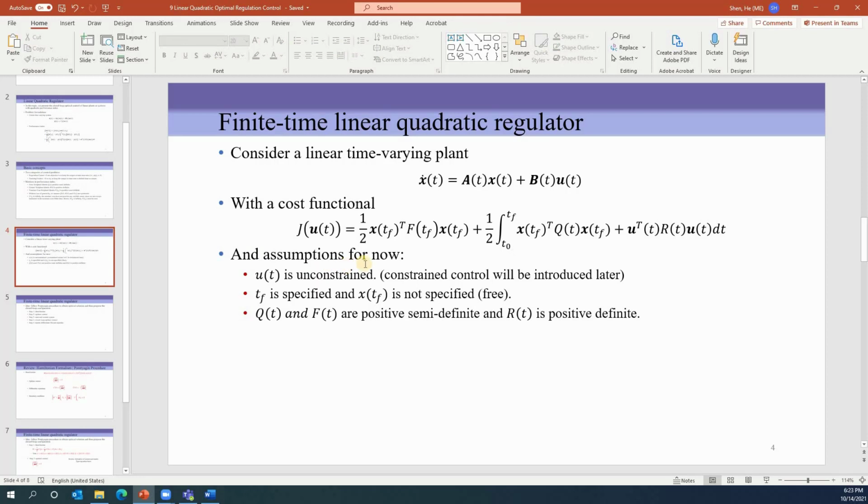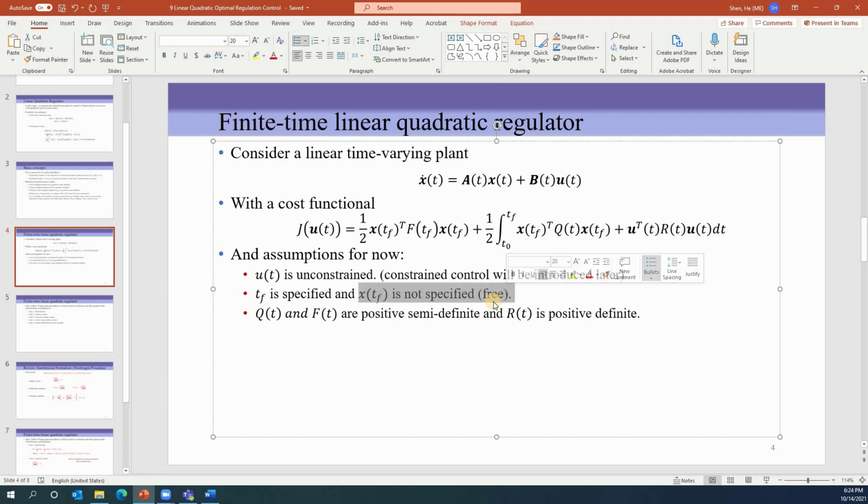At the same time, we're going to make some assumptions. We assume that u(t) is unconstrained, and tf is specified, because this is a finite time linear quadratic regulation problem, and we'll specify a time. And x(tf) is not specified, or you can say x(tf) is free. Q(t) and F are positive semi-definite, and R(t) is positive definite.